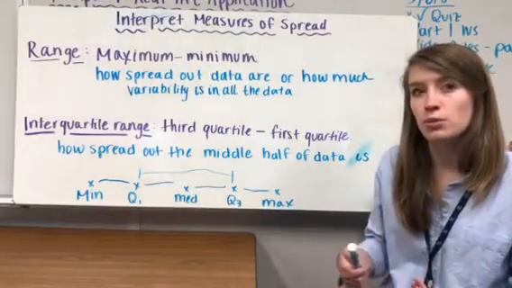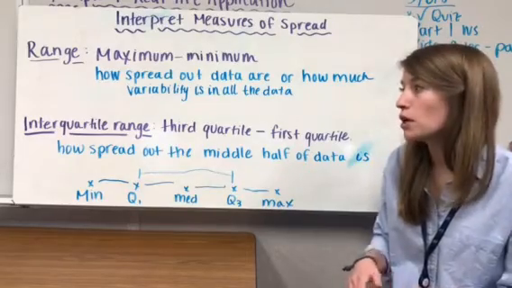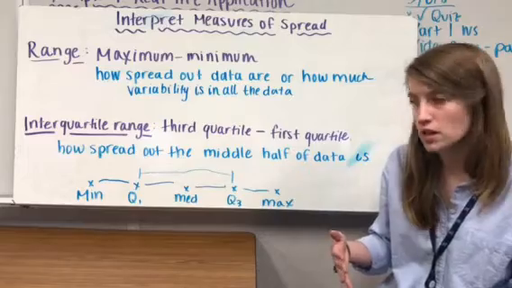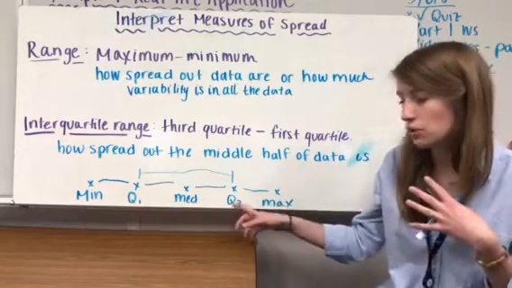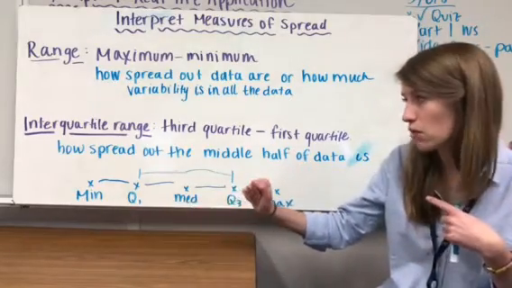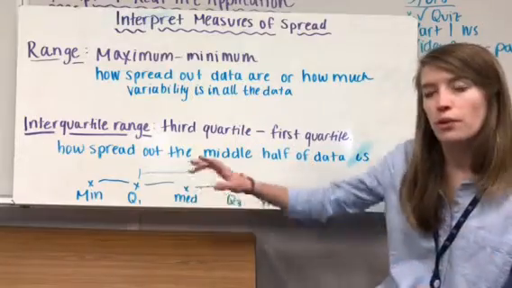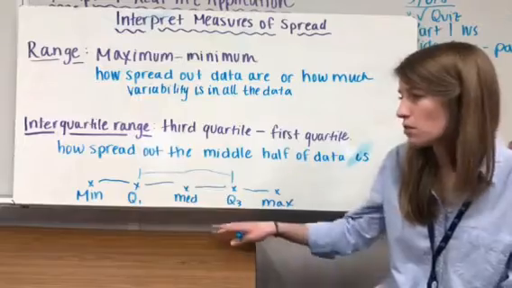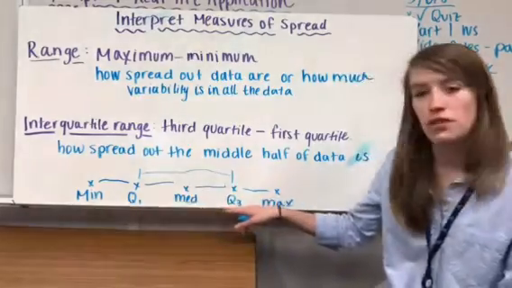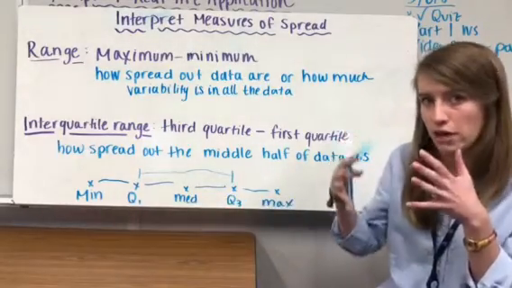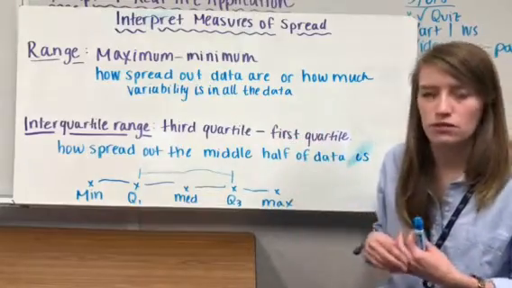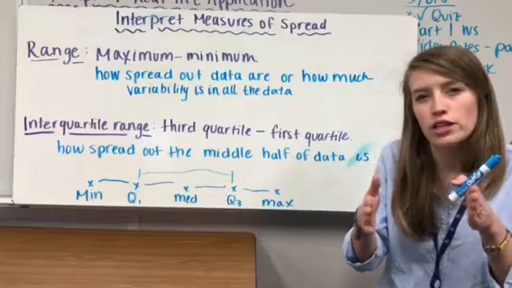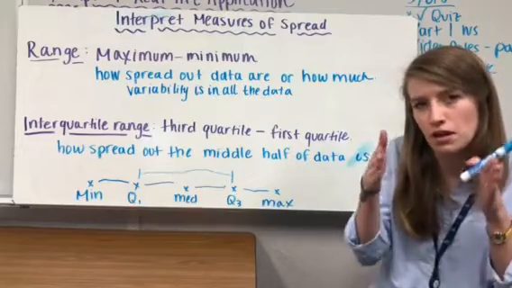So when we need to interpret the interquartile range, what we can say is it's how spread out, or how much variability, how much Q3 varies from quartile 1, so how spread out the middle half of my data are. So how spread out, how much variability is in the middle chunk of my data. The range is how much variability is in all my data. Interquartile range, how much variability is in the middle half of my data.